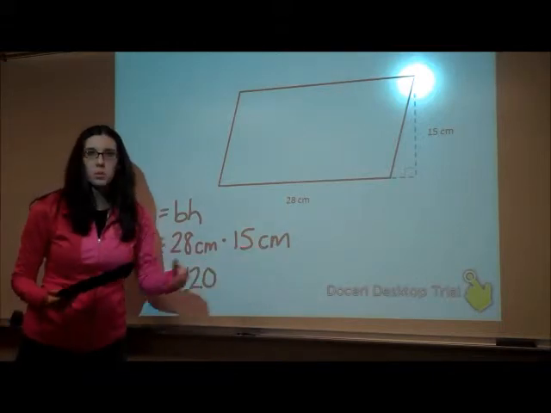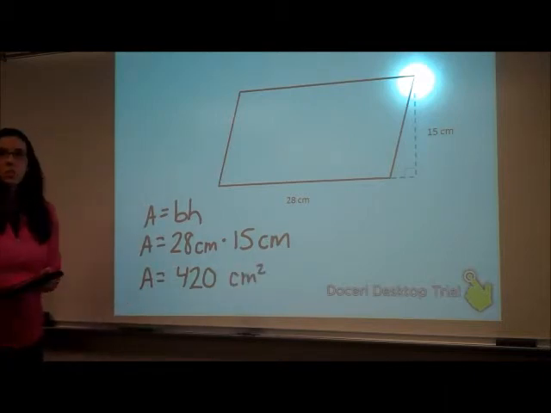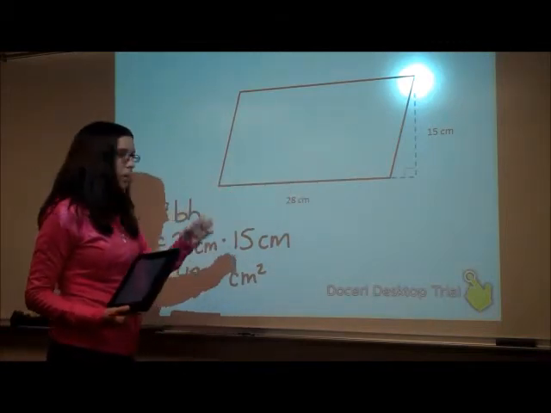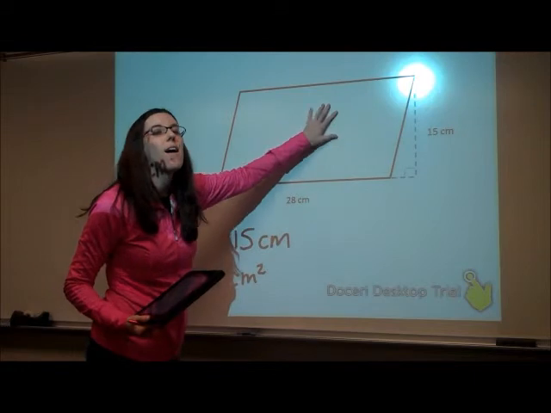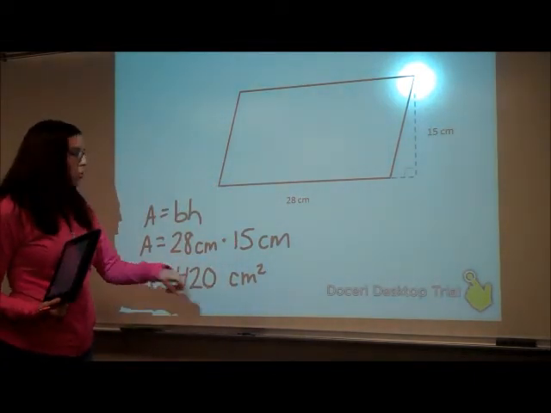And then centimeters times centimeters would give me square centimeters. Because again, with area, I'm looking at how many little squares, how many square centimeters, I would use to cover this parallelogram. Well, it would be 420 square centimeters.